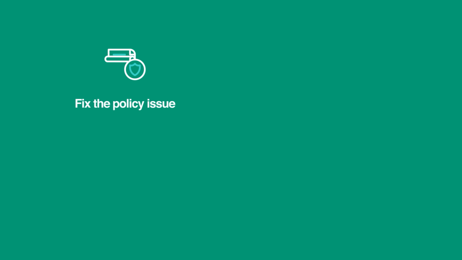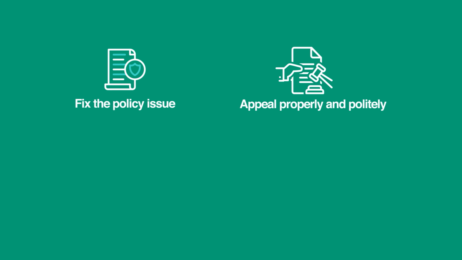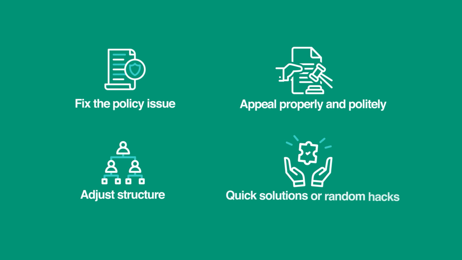As I said, Google links billing entities, domain ownership, and activity patterns very well. Way faster than responding to support requests. Here's the correct approach. Fix the policy issue. Appeal properly and politely. Adjust structure. Do not rush into quick solutions or random hacks. These do not win long term.